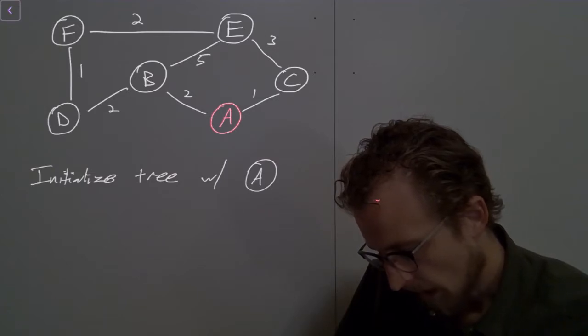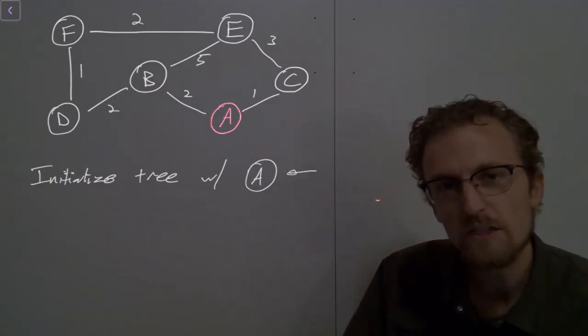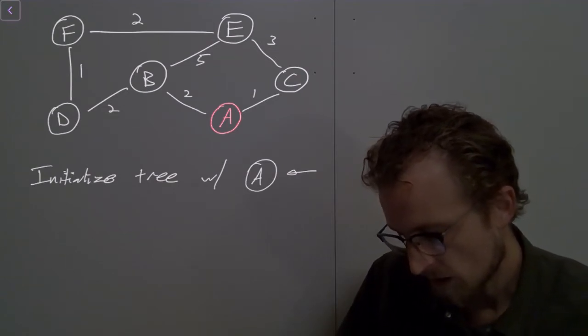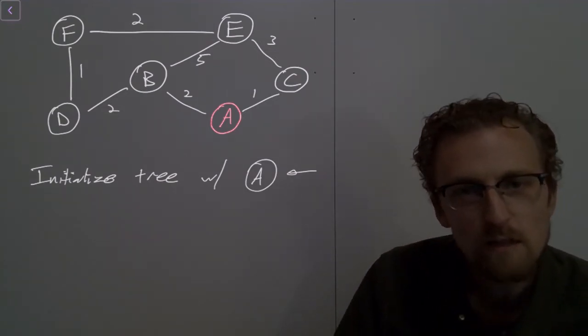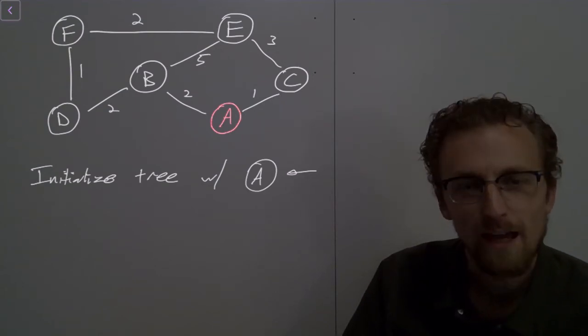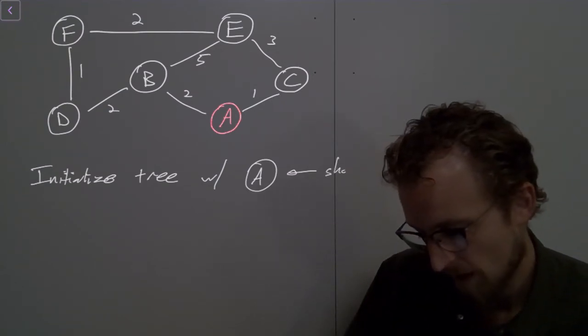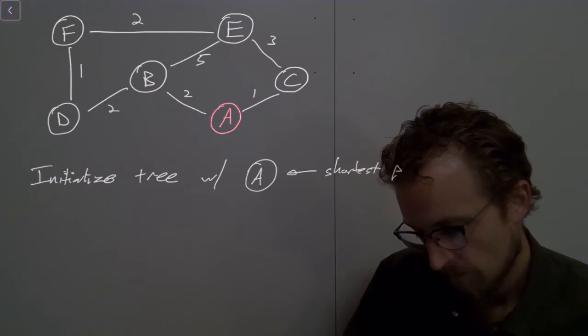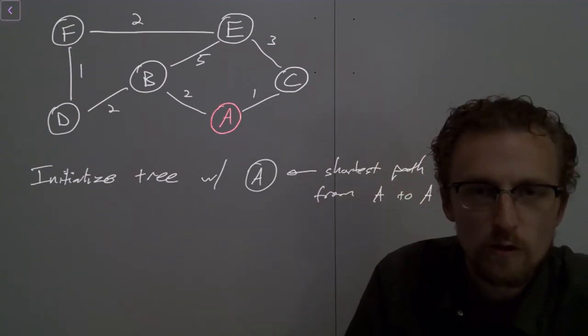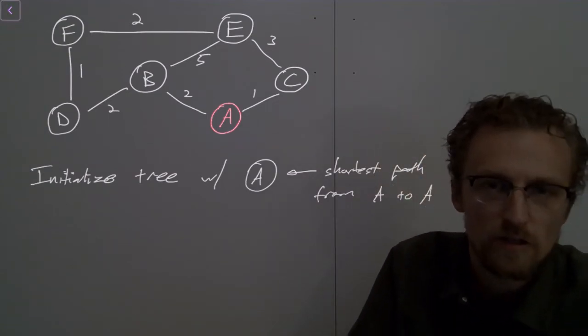Okay, so oops, I want to keep that red. What shortest paths is this initialized tree expressing? Well, you could think of this as the list of all shortest paths to A from A. So shortest path from A to A. Right, so it's the trivial shortest path from A to A, right? Just stay where you are.